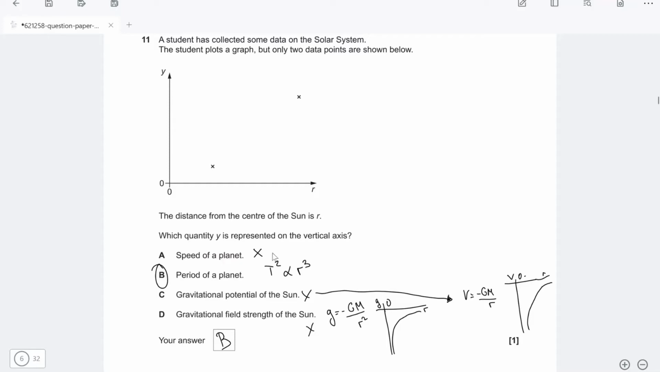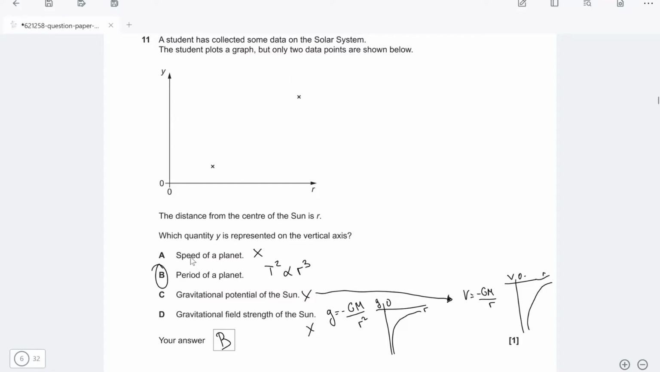Well, could it be the speed of the planet? Absolutely not. Remember, Kepler's second law suggests that the planets speed up when they are closer to the sun. So quantity y seems to increase the further away it is from the sun. So it will not be the speed. The planets speed up the closer they are to the sun.